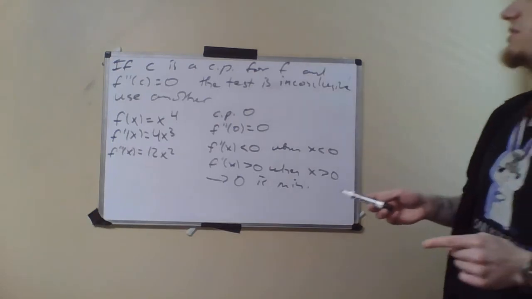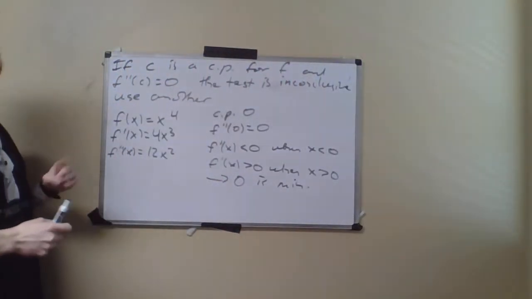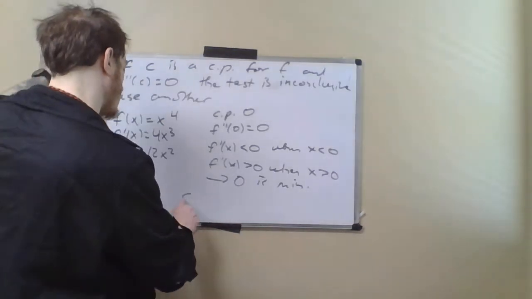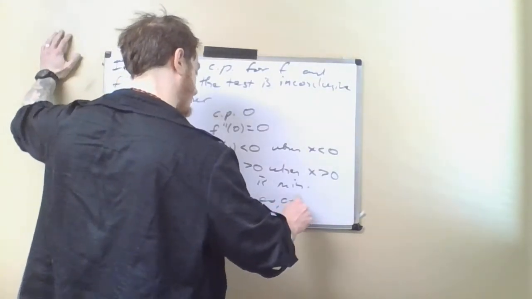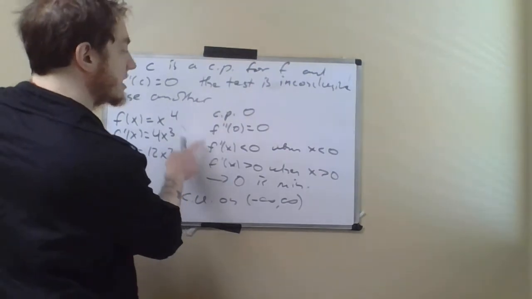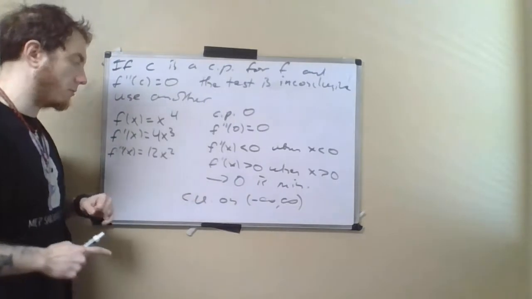And when you check the second derivative, you see that it is always positive except at 0, but it never changes signs. So this is actually just going to be concave up on the entire real number line. And then, of course, we see that it's going to be decreasing when we're less than 0 and increasing when we're bigger than 0.